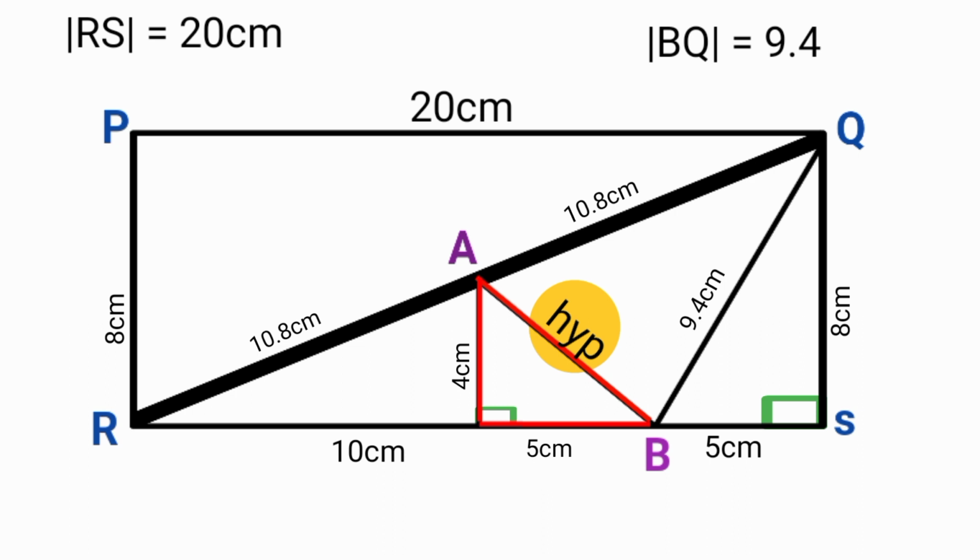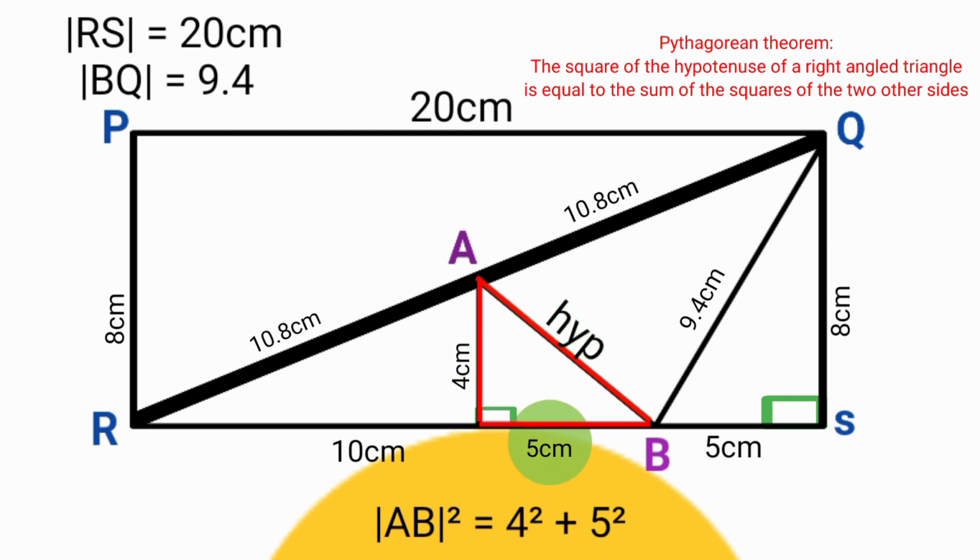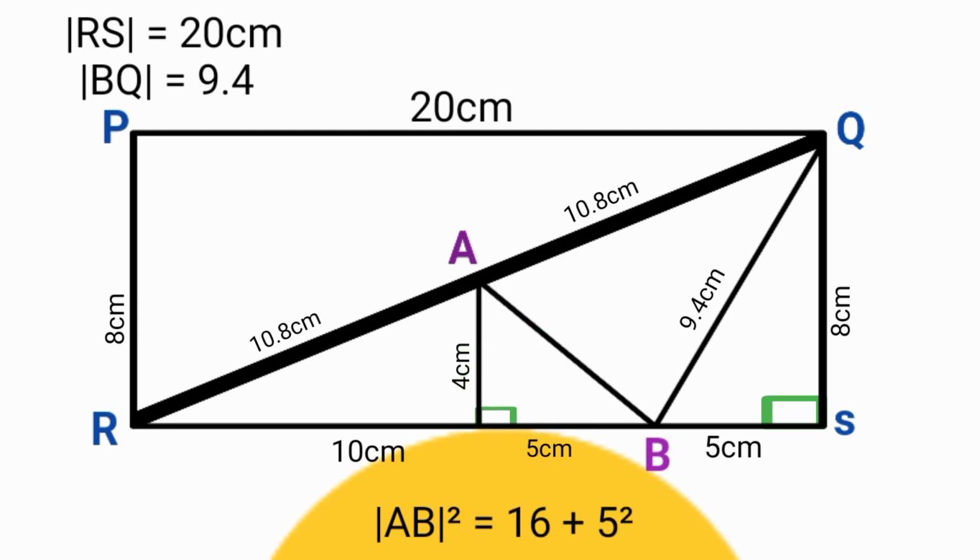So, using the Pythagorean theorem, we already stated it earlier, but let's restate it again. The Pythagorean theorem states that the square of the hypotenuse of a right angled triangle is equal to the sum of the squares of the two other sides. So now, line AB squared equals 4 squared plus 5 squared. 4 squared is 16 and 5 squared is 25. Here 16 plus 25 is 41. So line AB squared equals 41.